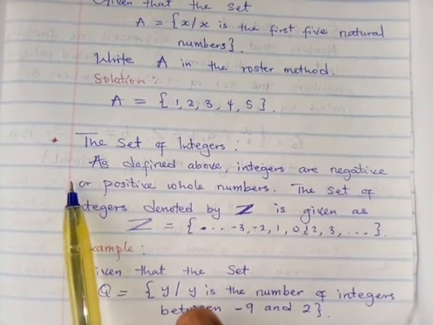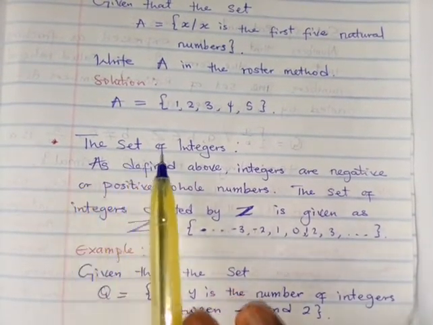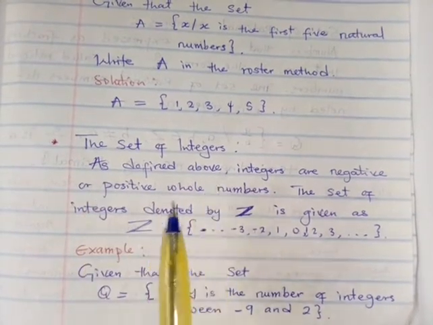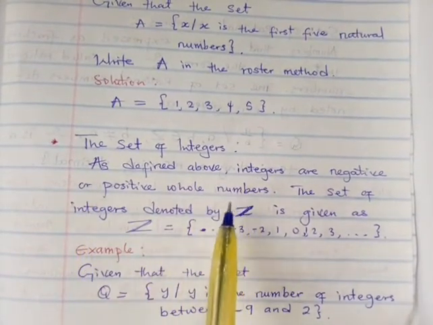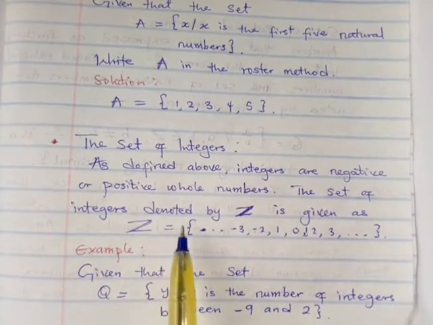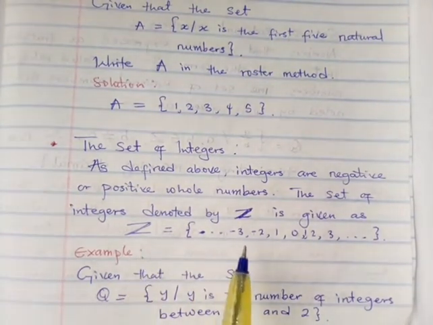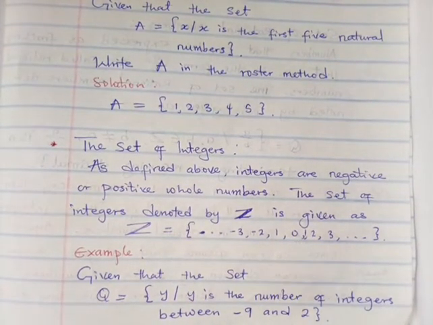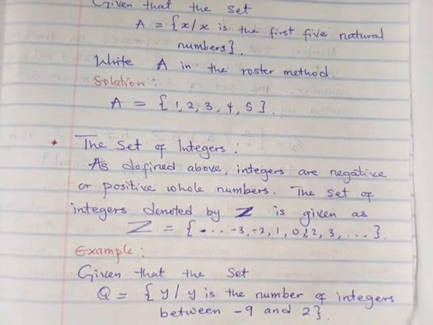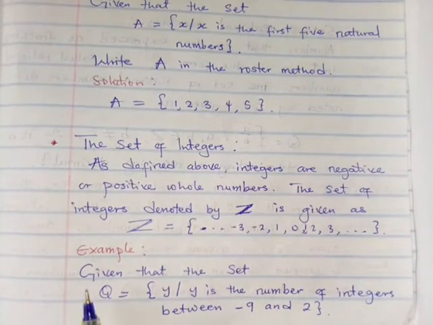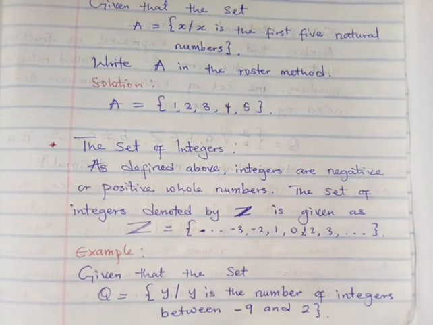Then let's proceed to the next set, which is the set of integers. As defined above, integers are negative or positive whole numbers. The set of integers, denoted by Z, is given as Z equal to {... from negative infinity to 0, then from 0 to positive infinity}. That's the set of integers. And note, they must be whole numbers. Okay, let's see this example here. Given that the set Q is equal to {y: y is an integer between -9 and 2}.